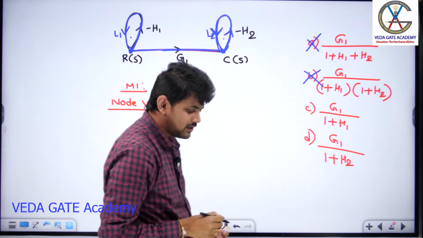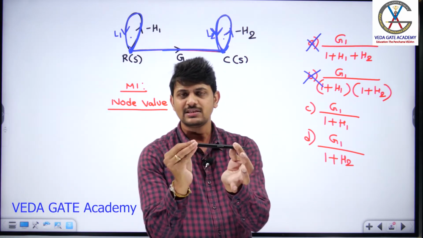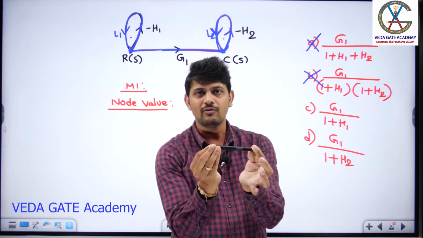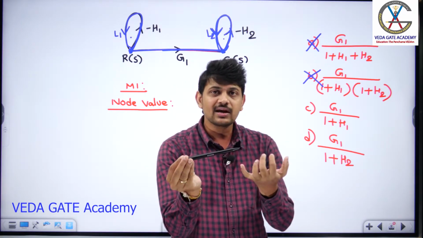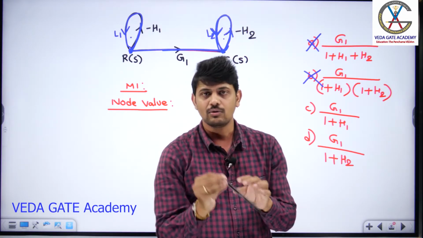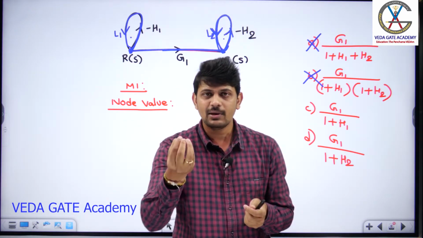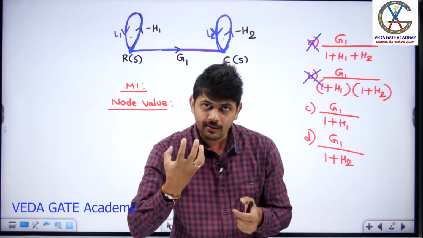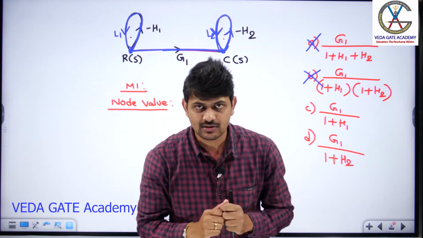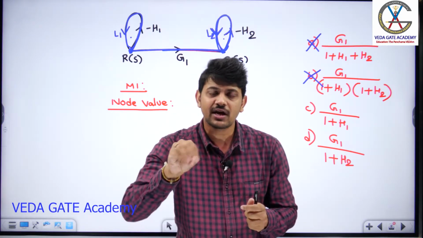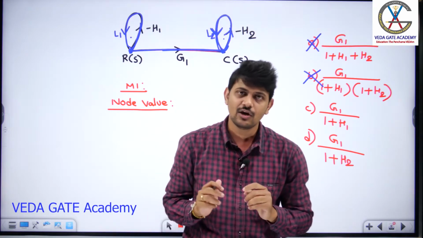The definition of node value is, if this is a node and I want to calculate the node value, you have to identify how many incoming branches there are for that particular node. The definition of node value is the sum of all incoming signals with corresponding branch gains. Sum of all incoming signals with corresponding branch gains is treated as the node value.